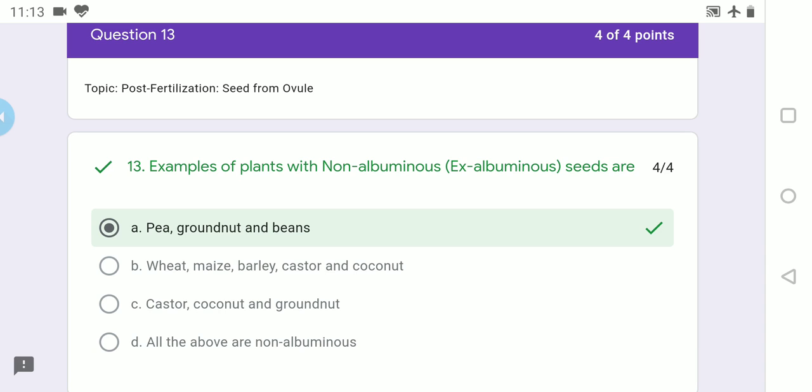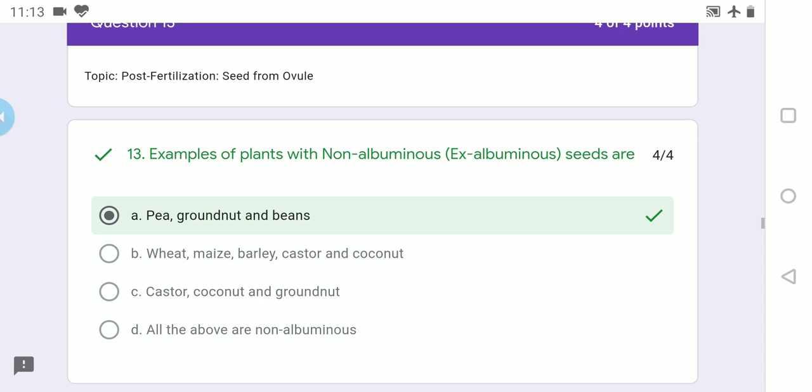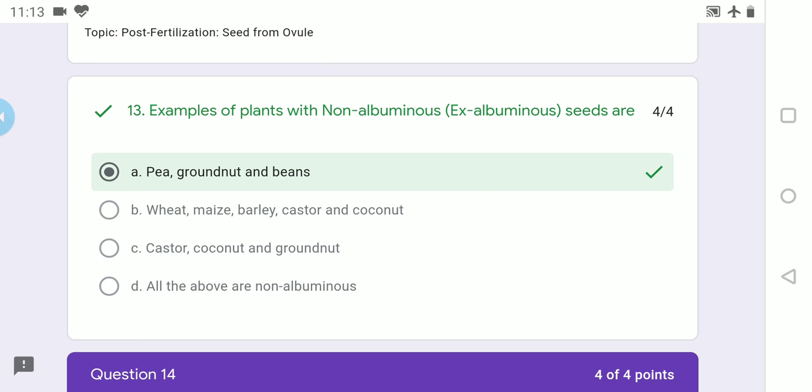Next question, the 13th question, is also related to the same topic, post-fertilization: seed from ovules. Let me explain briefly about mature seeds and the classification of seeds, so that you can easily identify the answer. Seeds are of two types, albuminous and exalbuminous. Albuminous means the endospermic seeds. They retain a part of the endosperm as it is not completely used during embryogenesis, but the remaining endosperm is utilized during seed germination. Do you remember examples? Wheat, maize, barley, castor, sunflower.